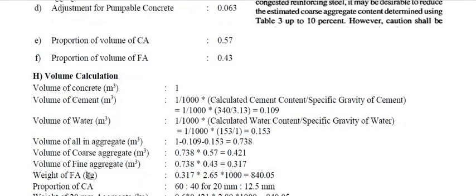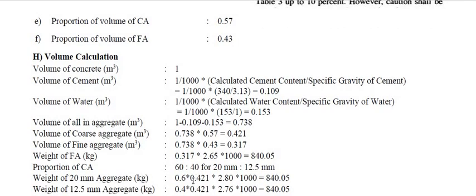Then weight of fine aggregate I have to calculate, using volume of fine aggregate, specific gravity, and the conversion factor 1000, which is 840.05 kg I have calculated. Then I have to proportion the coarse aggregate into two different types of coarse aggregate. One is 20 mm aggregate, another one is 12.5 mm aggregate, which I provide as 60-40 ratio. Then the weight of 20 mm aggregate I calculated as 707.28, and weight of 12.5 mm aggregate is calculated as 464.78.